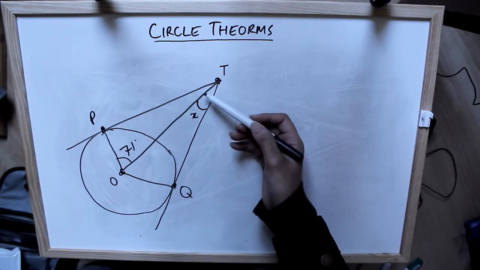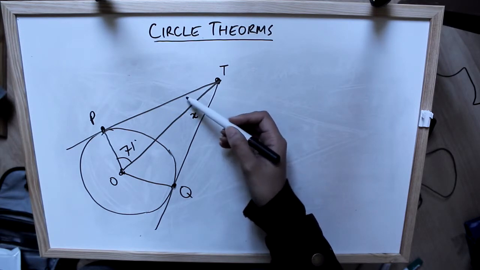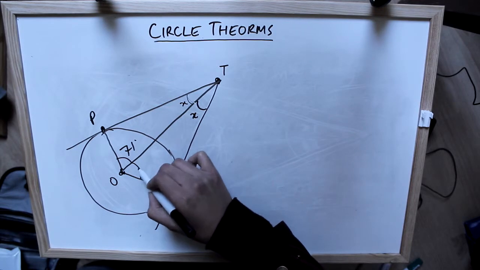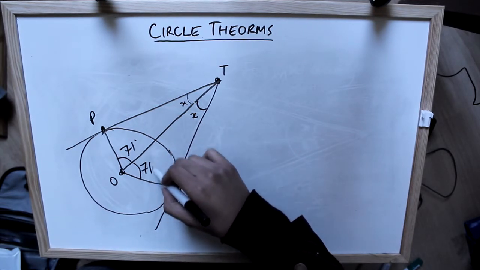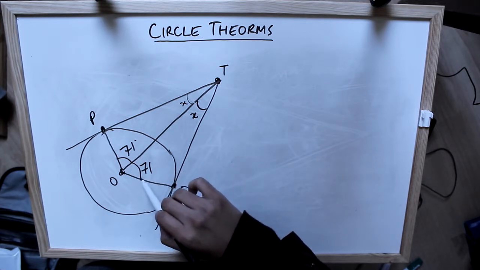Same principle applies over here. We know that this is x, so this is also going to be x. This is also going to be 71 because this entire angle has been split in the middle. So if you know one side of the angle, we know that the other side is going to have to be equal.